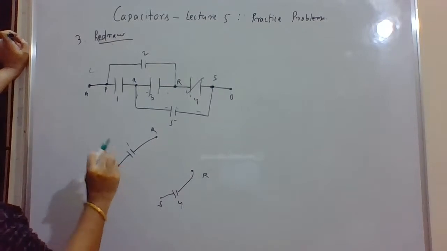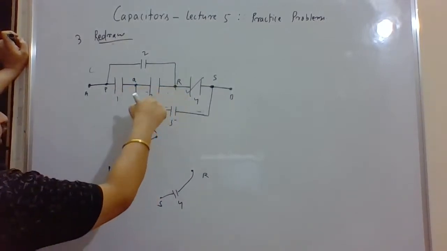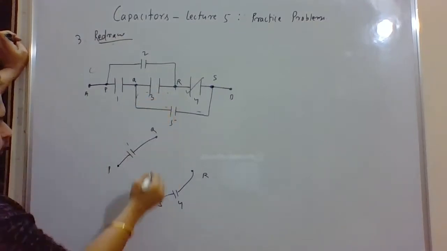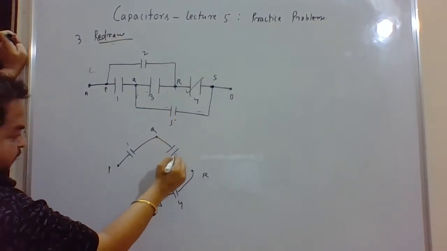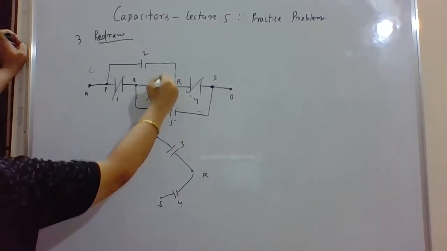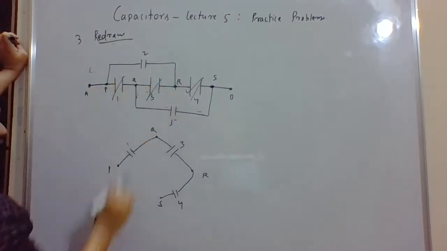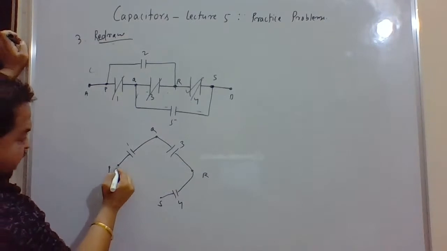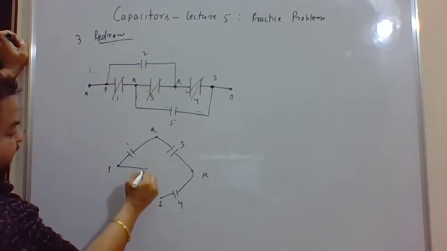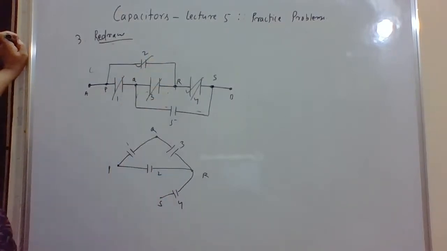Now, let us see between point Q and point R. Between point Q and point R, I have capacitor number 3. So Q and R, I have capacitor number 3. So this is also done. 1 is done, 3 is done, 4 is done. Very good. Now, the other two culprits. Capacitor number 2 is connected between P and R. So I'll connect P and R. I'll give capacitor number 2. So 2 is also done.